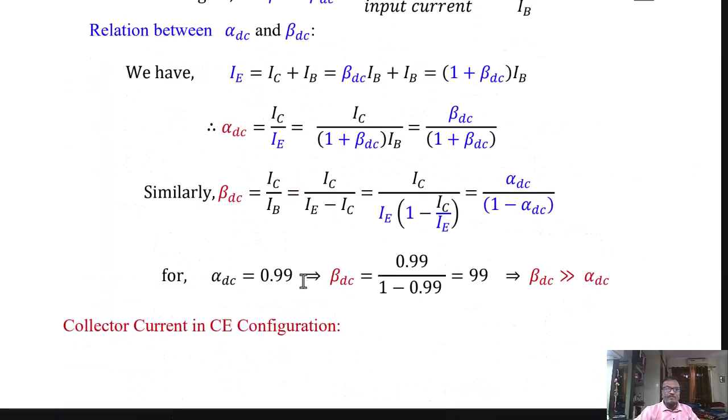For the value of alpha, which is always less than 1, if it is assumed to be 0.99, then it will make beta 0.99 divided by 1 minus 0.99, that is around 99. And therefore, we have seen that even though alpha is less than 1, beta will be much greater than 1.